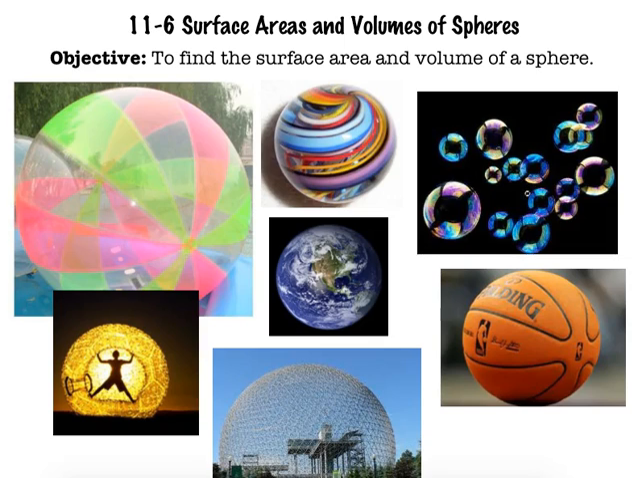11.6 talks about spheres and their volume and their surface area. Here are just some examples of spheres we see in our everyday life: a basketball, bubbles, a giant beach ball, a hamster ball, and then obviously, planet Earth.